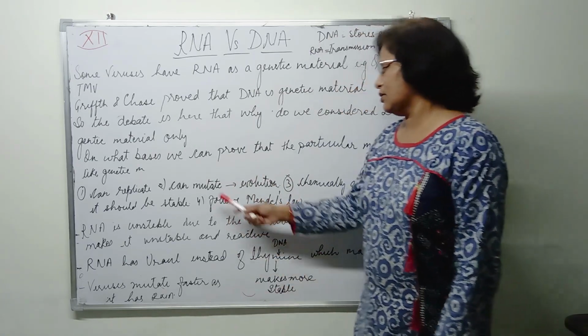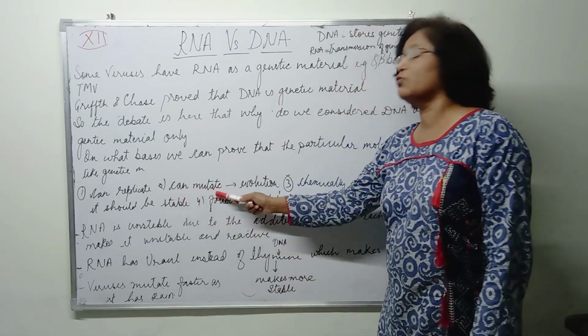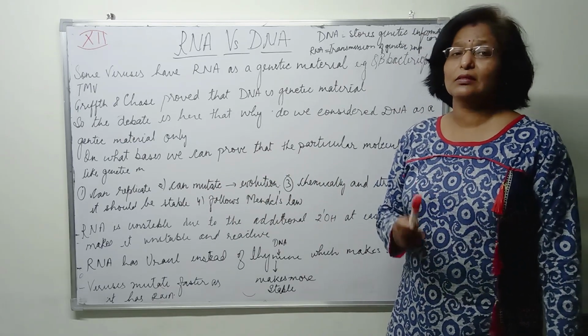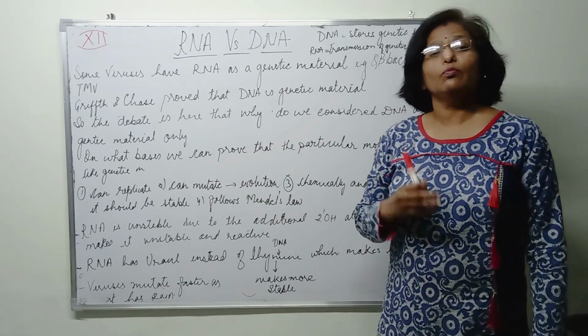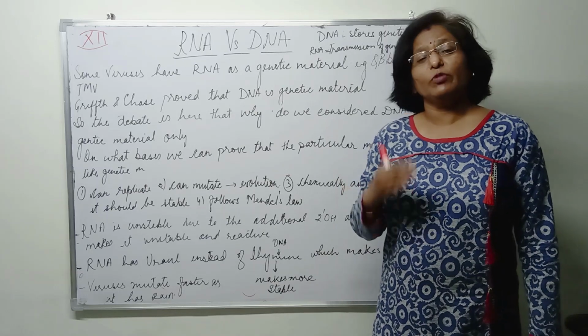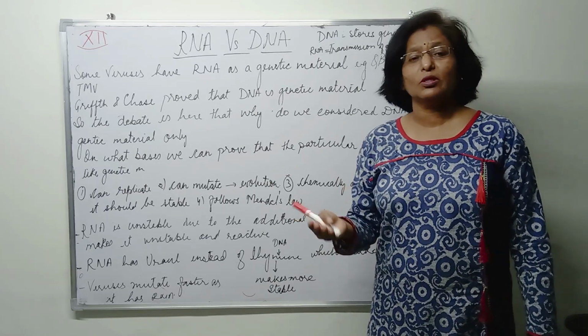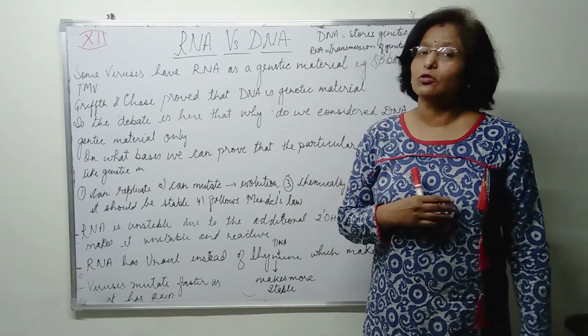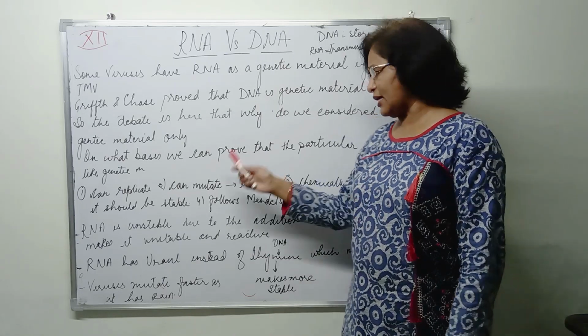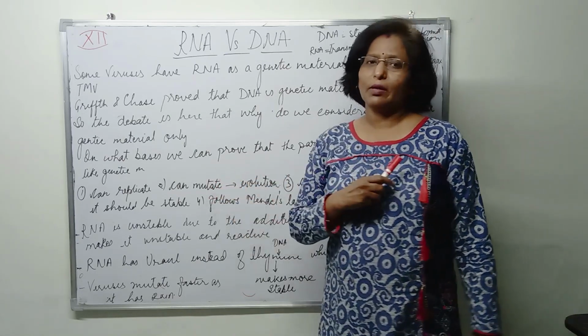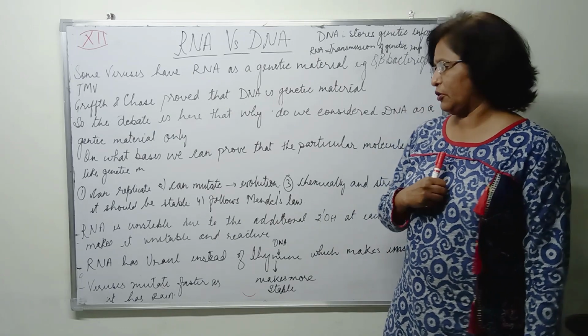Then the third one, it can mutate. It has some possibility to mutate itself. If mutation occurs, variation forms, and the variation shows the process of evolution. So that point should also be present in that particular molecule.